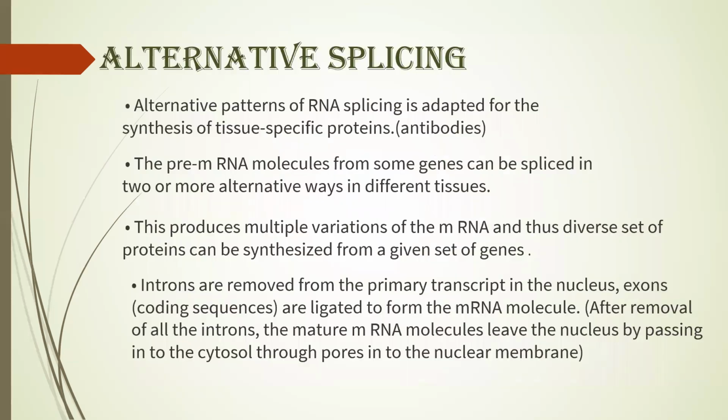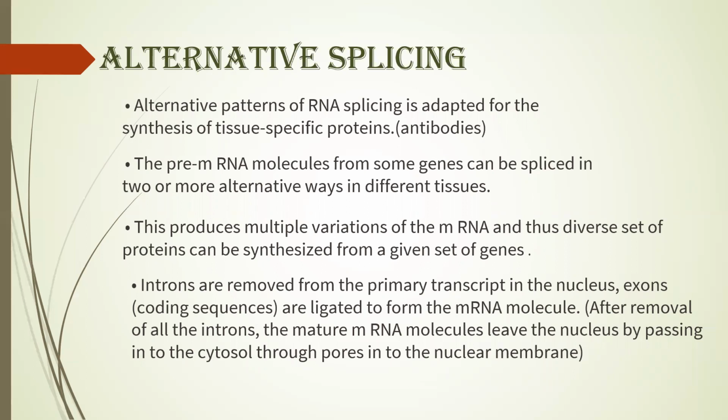And then next, alternate splicing. It is adapted for the synthesis of tissue-specific proteins, and this produces multiple variations of mRNA, and thus a diverse set of proteins can be synthesized from a given set of genes.